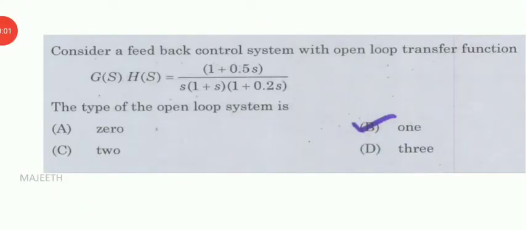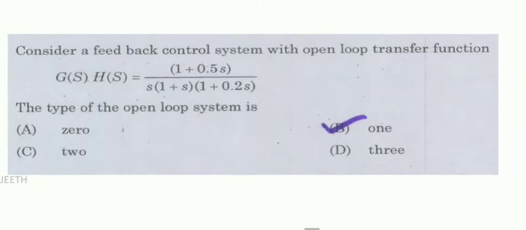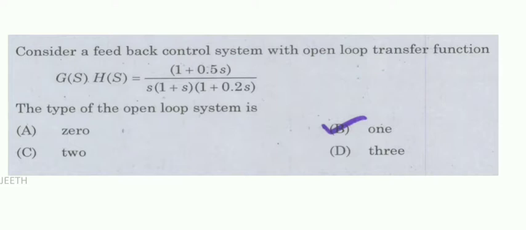Hi friends, in this session we see part 2 of control system questions asked in TNEB exam. So the first question is, consider a feedback control system with the open loop transfer function given by G(s) H(s) equal to (1 + 0.5s) divided by s(1 + s)(1 + 0.2s). What is the type of the system?